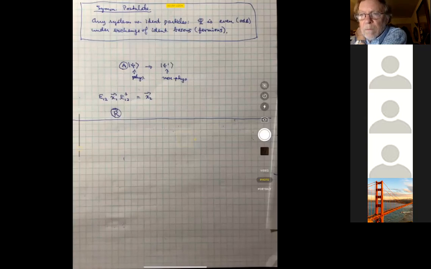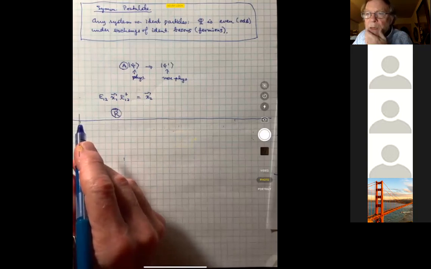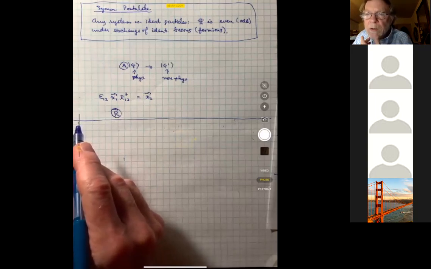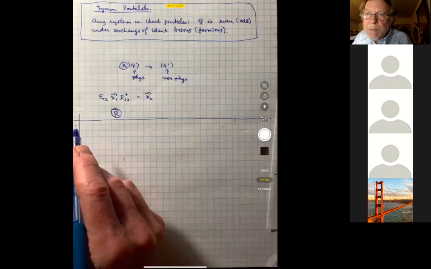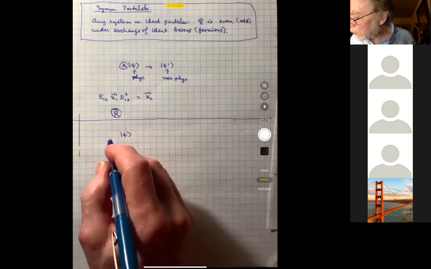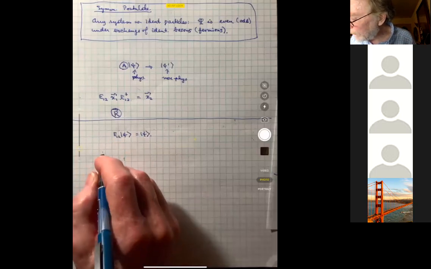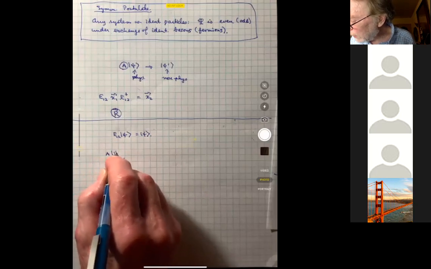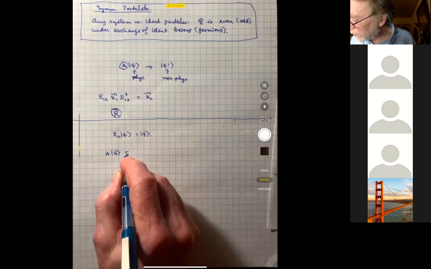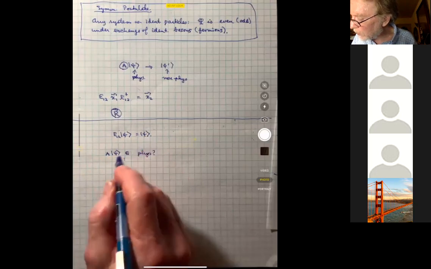Okay, but what if you had a system that isn't exclusively made up of identical particles? Actually, it's easy to show, because the physical subspace is invariant under exchange. E12 just maps it into itself. Those are the states that are invariant under exchange. So if I have a state psi, and let's say psi is physical, so E12 psi is equal to psi. Now I want to know, is A psi physical? Does A psi belong to the physical subspace? Assuming that psi belongs to the physical subspace, does A psi belong to it?